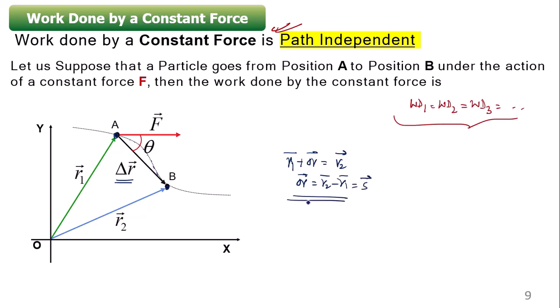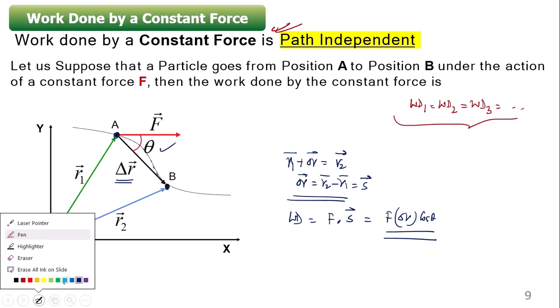Call it the S vector. So the work done should be the product of F dot S. That means you can write F into delta R into cos theta, because that theta angle is given. So delta R depends on what? Delta R depends on the positions A and B, that is, on R1 and R2, which are the position vectors.